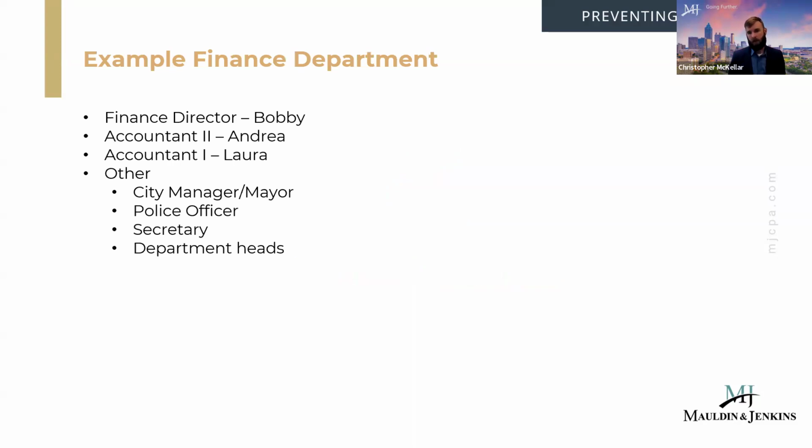Here's an example of a small finance department that we'll be discussing surrounding internal controls over receipts and disbursements over the next several slides. As you can see there, we have finance director, 2 accountants, and remember that you can pull in other employees at the government to help out in some of the situations. I'm sure there are some governments with smaller finance departments than this, but this is just kind of a smaller finance department that we would typically see.